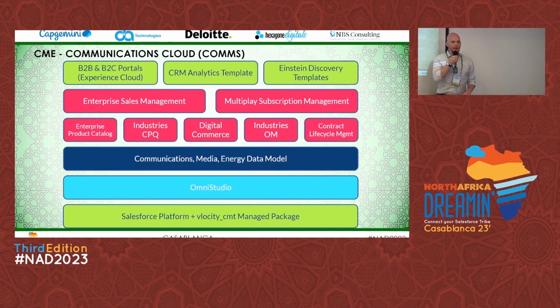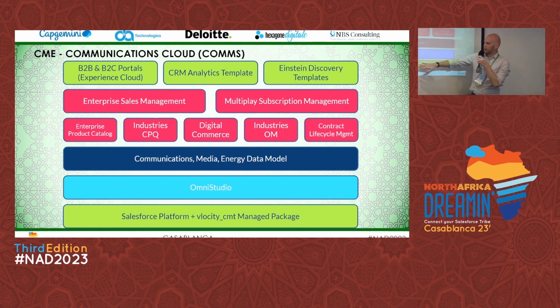So I tried to take that diagram and then break it out into different components here. And I did this for each cloud. So comms, media, energy are all very similar. The biggest difference between them will be kind of this layer here of some of the functional modules.